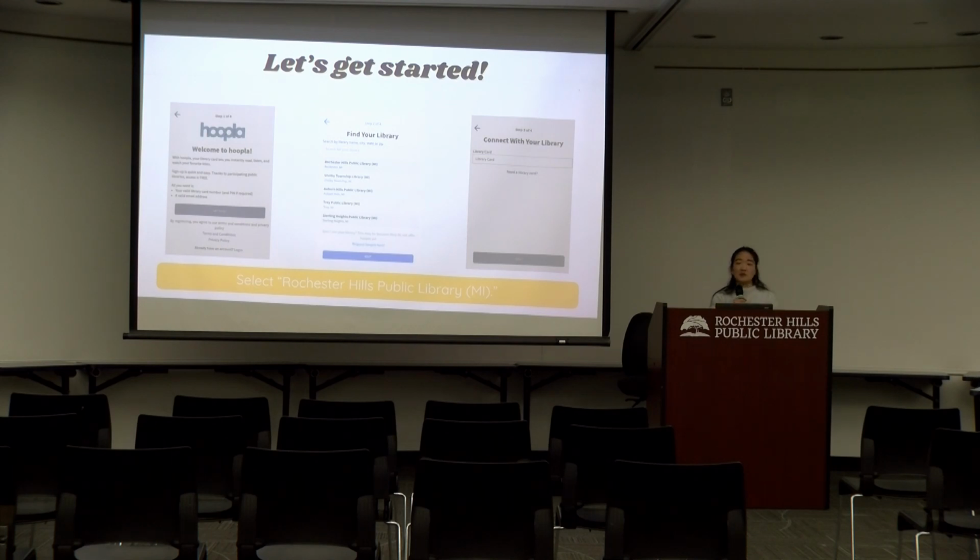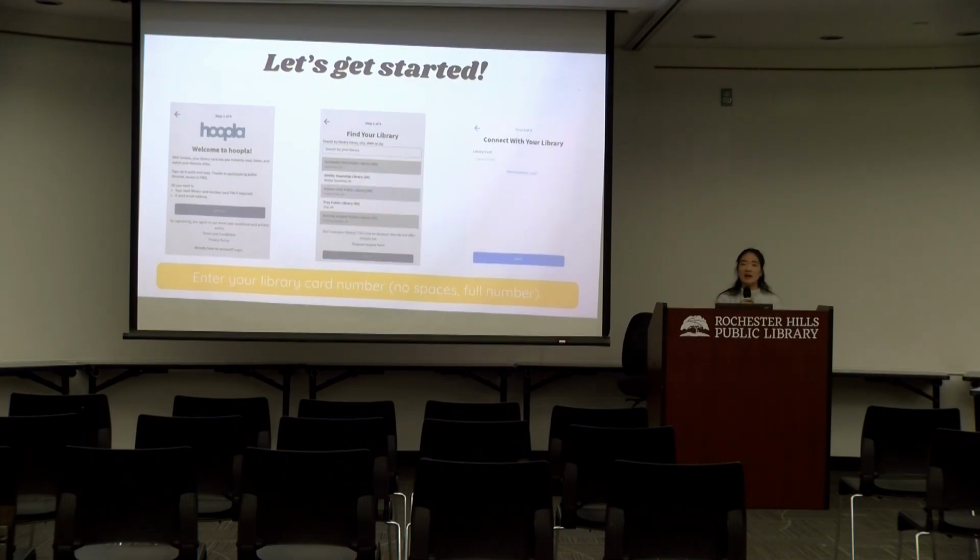The first option that you're probably going to see is Rochester Hills Public Library, Michigan in parentheses. If you are out of state, or out of town, you might not see that Rochester Hills Public Library option. If so, you're going to search for your library, Rochester Hills Public Library, and tap on it.